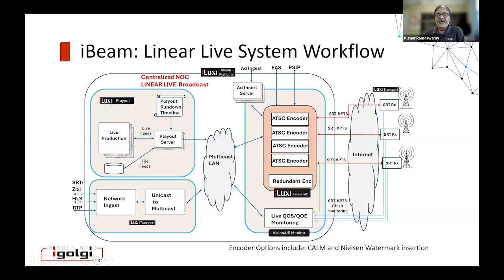Content gets ingested over IP from various sources, be it SRT, ZigBee, HLS, or the traditional RTP, or it can be baseband as well, right? And inside the studio, a lot of the SDI workflows or the 2110 workflows can all live on the top left. But whenever compressed content gets ingested, the first aspect of a network operation center would be to take that content, terminate it, and then convert it to a multicast so that it can be ingested by the rest of the infrastructure.